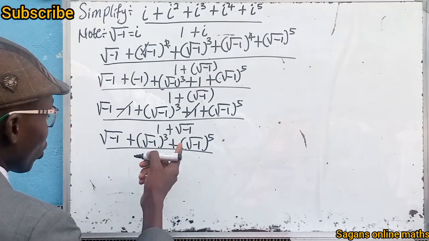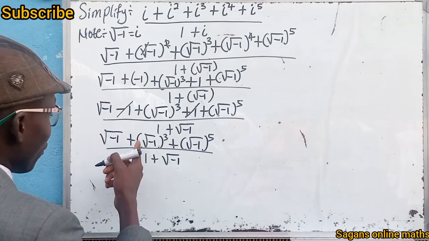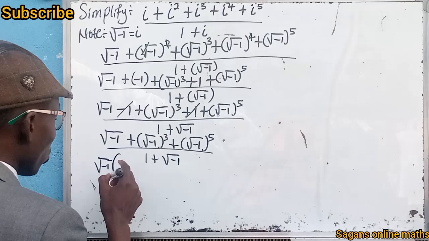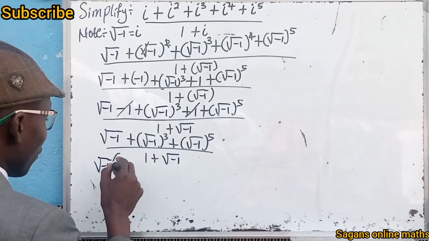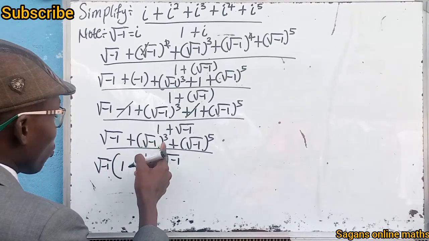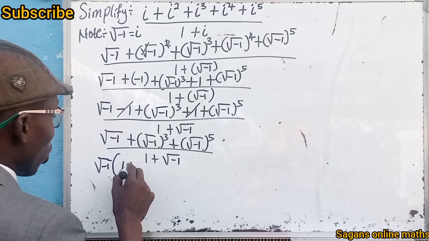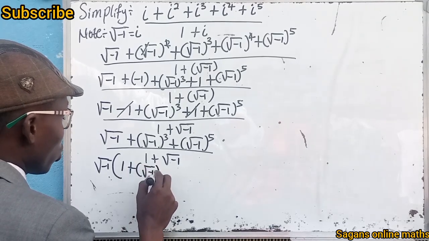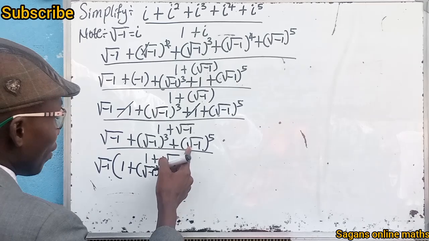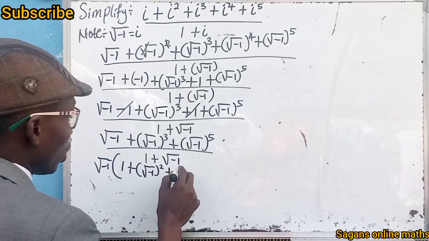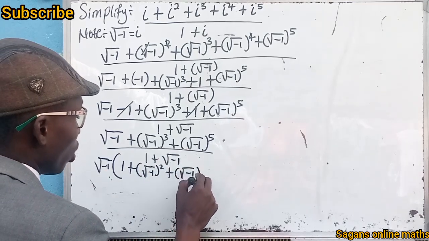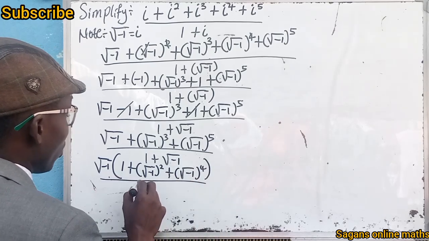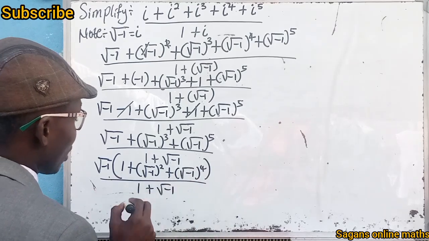Now let's factorize the numerator. You can see that something is common at the numerator. You have root -1, you have root -1. We can bring out root -1 as common. Root -1 divided by root -1 gives 1. Root -1 raised to the power 3 divided by root -1 gives root -1 raised to the power 2. We divide this by this, we have plus root -1 raised to the power 4, then divided by 1 plus root -1.